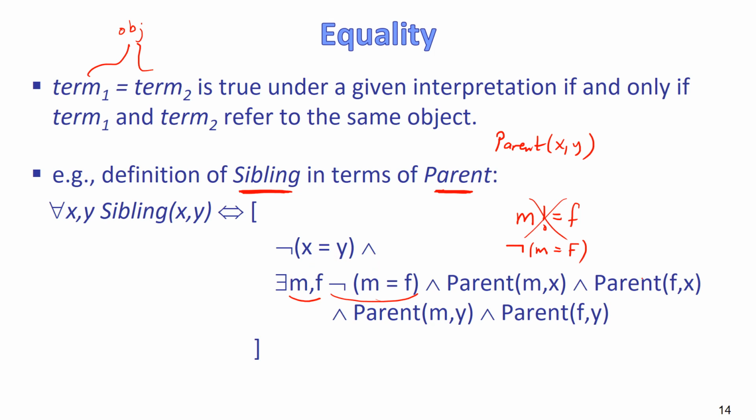and this whole thing has two conditions. This is the first one, and that's the second one. The second one is that X and Y have the same two parents, and the parents are different. So M and F are different. So there exist M and F such that M and F are the parents of X, and M and F are parents of Y, and also M is not equal to F.